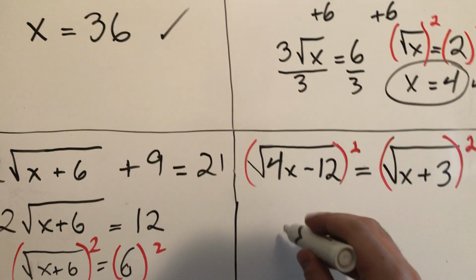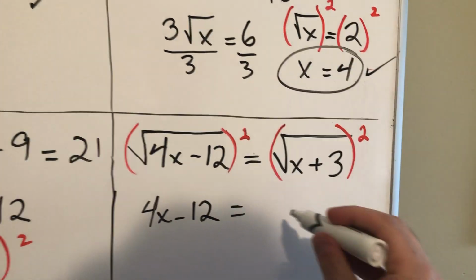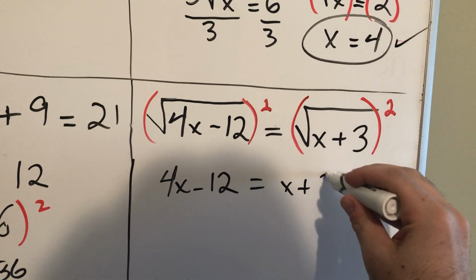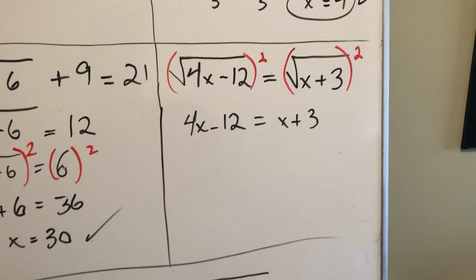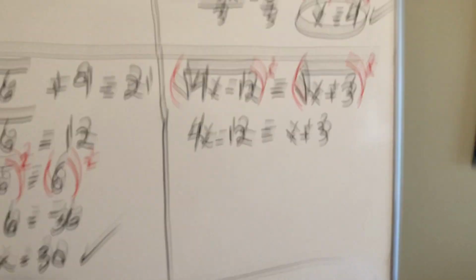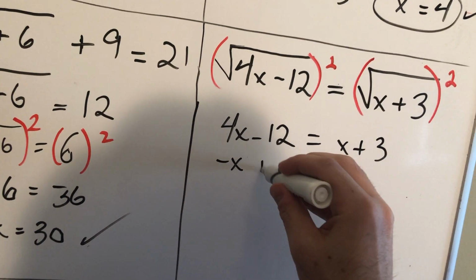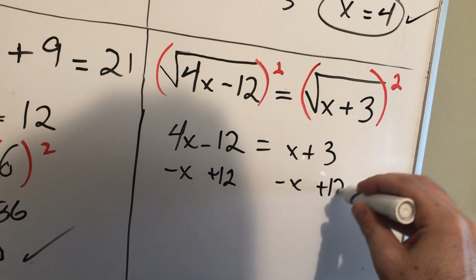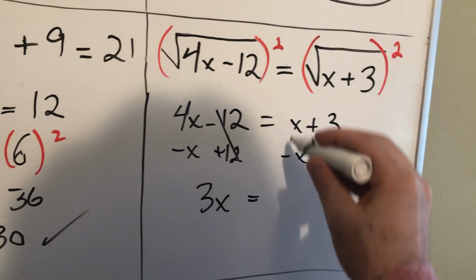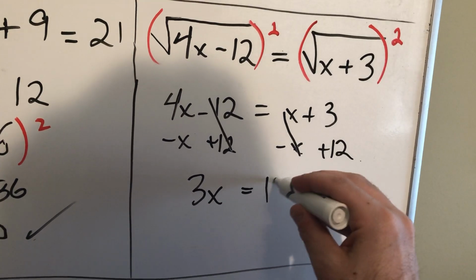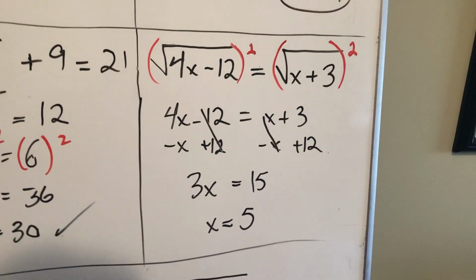I have no more radical on this left side, 4x minus 12. No more radical on the right. So this just becomes a simple variable equation with a variable on each side. I would subtract x on both sides, and I would add 12 on both sides. We have 3x, cancel, cancel, 15, divide by 3, x equals 5.